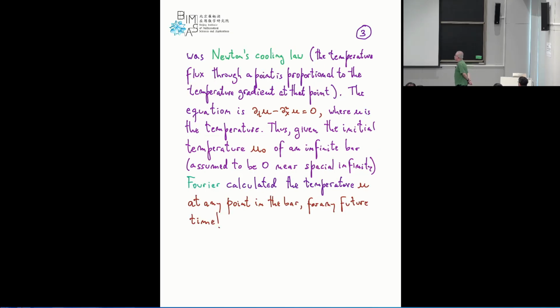His starting point for this was Newton's cooling law, which says that the temperature flux through a point is proportional to the temperature gradient at that point. So the heat equation is the partial differential equation, time derivative of u minus second spatial derivative of u equal to 0. Okay, very well-known heat equation. And given the initial temperature of, let's say, an infinite bar, and let's assume that the temperature is 0 near spatial infinity, what Fourier was able to do is calculate the temperature u at any point in the bar for any future time. Okay, so they give you the initial temperature, and then you know the temperature in the future. And to do that, you have to solve this heat equation.